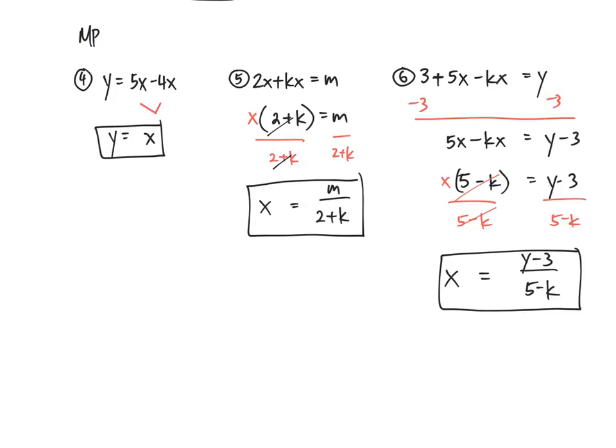Okay, here are the solutions. Just notice in number 6, we just had one extra step because we had to move the 3 to the other side first, but otherwise it's the same thing. And then for number 4, that one's just a silly problem because 5x minus 4x, you could combine those like terms into just 1x.